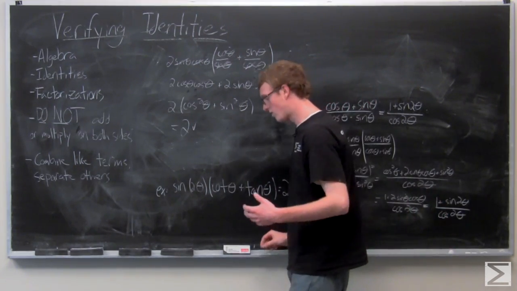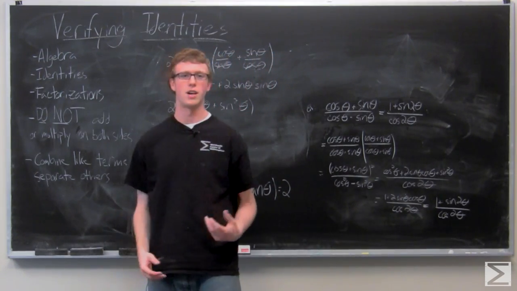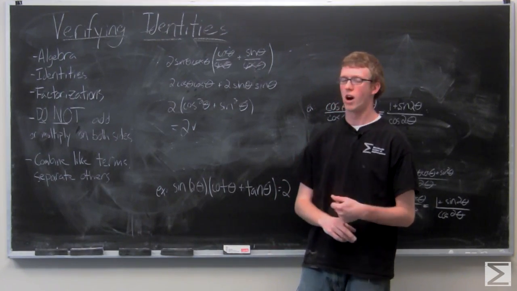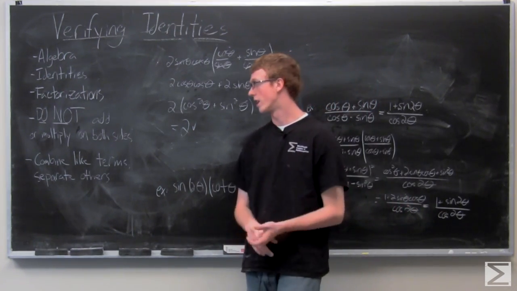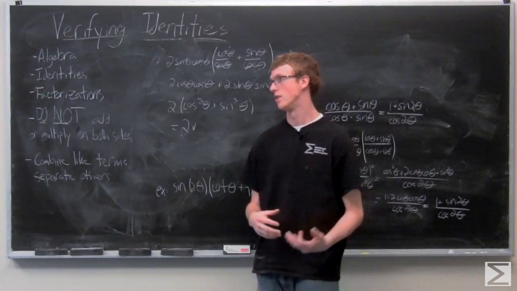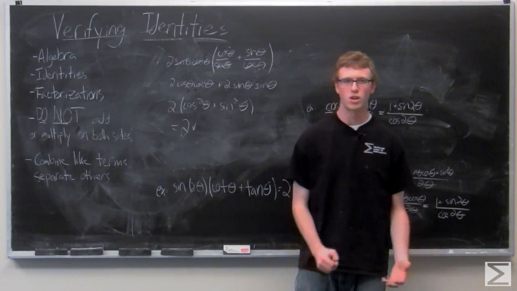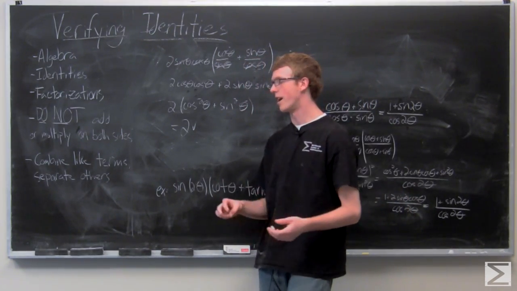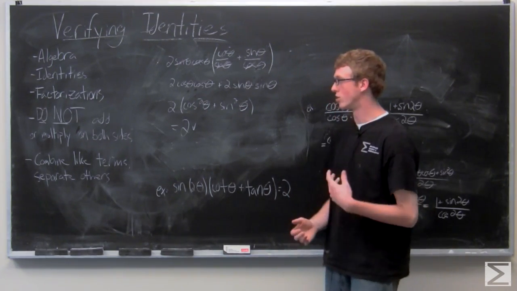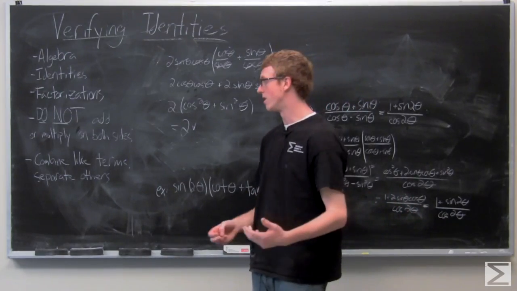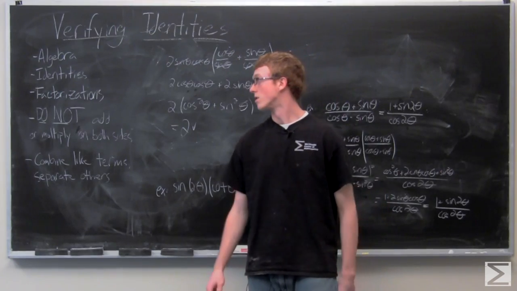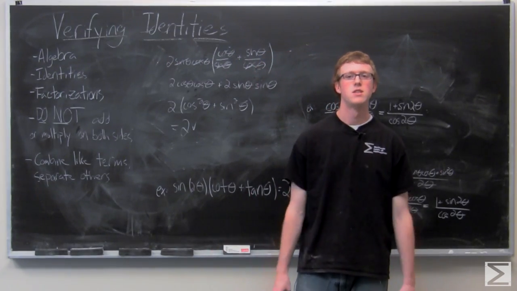And again, just remember the most important steps for verifying identities when you're given a problem like this. Look for all possible uses of your trig identities. Make sure that you don't add or multiply terms on both sides of the equation. And make sure you're combining like terms, factoring, getting denominators to be the same, numerators to be the same at all possible junctions. That way you have the cleanest and best looking sides to work with and manipulate. So that is how you verify trig identities.